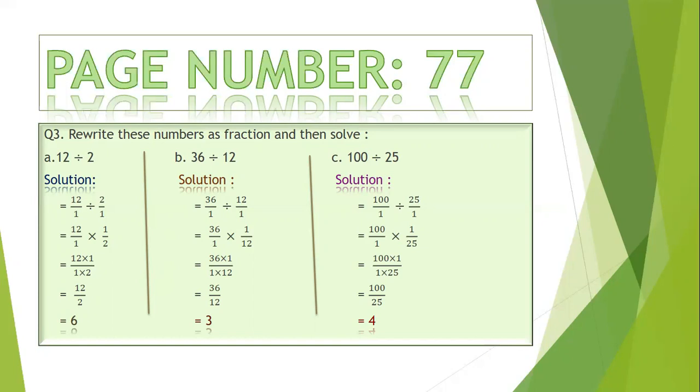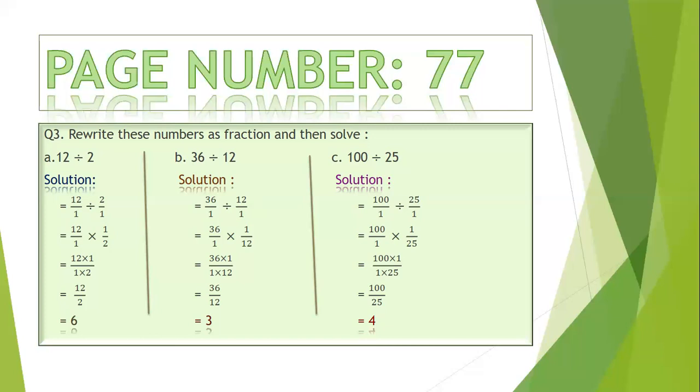12 over 1 divided by 2 over 1, according to the rule, it will be converting to 12 over 1 multiply 1 over 2. Now we multiply both the numerators and both the denominators. 12 over 2. After the multiplication, 12 over 2 is there. Now you can cancel 2 and 12. 2 ones are 2 and 2 6s are 12. 6 over 1 or 6 will be our required answer. Part B, 36 divided by 12.